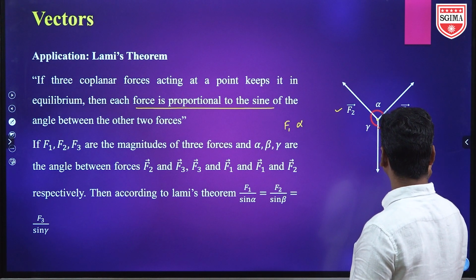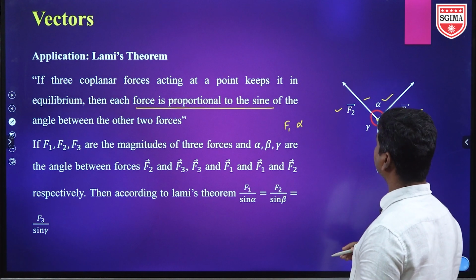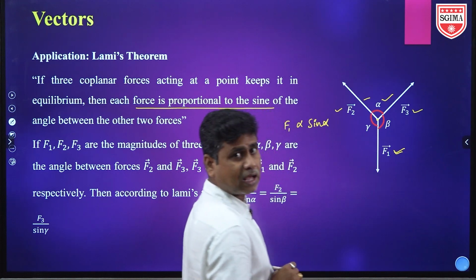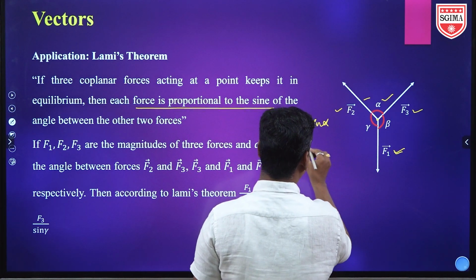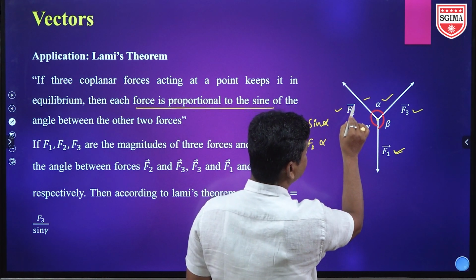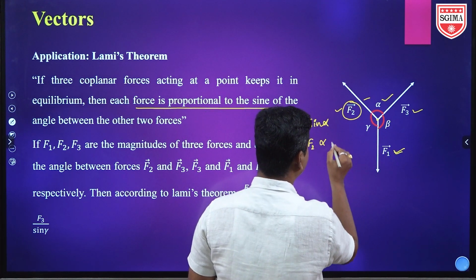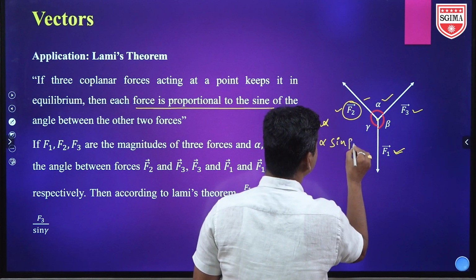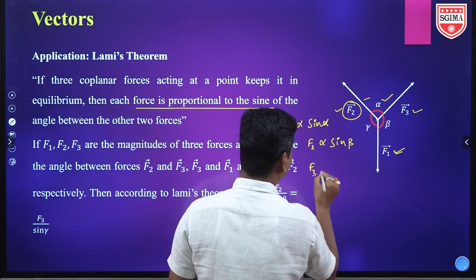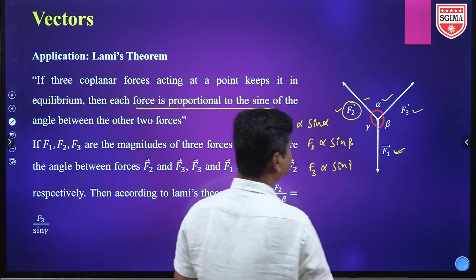When F1 is considered, the remaining two forces are F2 and F3, and the angle between them is alpha. F1 is directly proportional to sine alpha. Otherwise, if F2 is taken, the remaining two forces are F1 and F3, and the angle between them is beta. F2 is directly proportional to sine beta. Like this, F3 is directly proportional to sine gamma, the opposite angle.